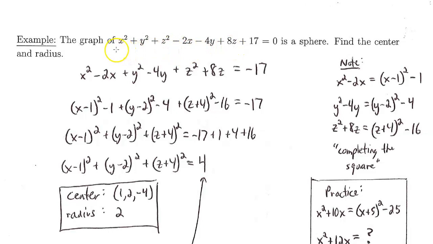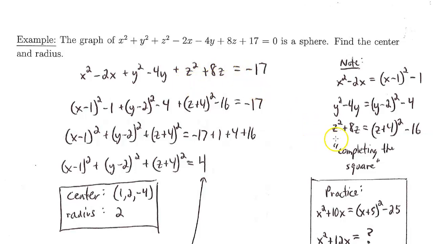Okay, so let's rewrite this equation here. Let's subtract 17 from both sides, so we get a minus 17 on the right side. Let's gather our x's together, our y's together, and our z's together. Notice we have an x squared minus 2x here, a y squared minus 4y right there, and a z squared plus 8z. Well, what's another way of writing z squared plus 8z?